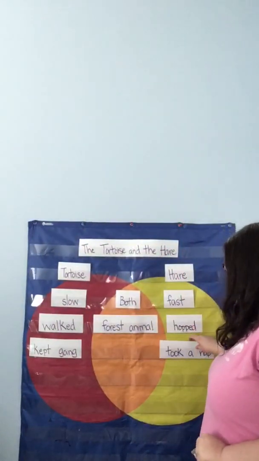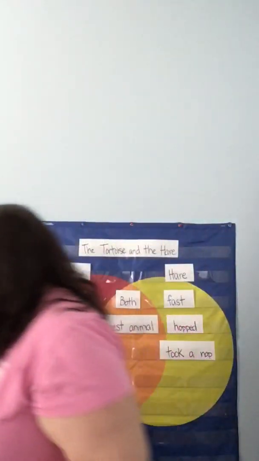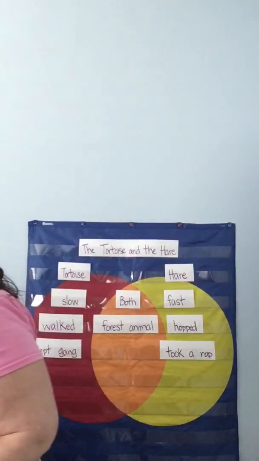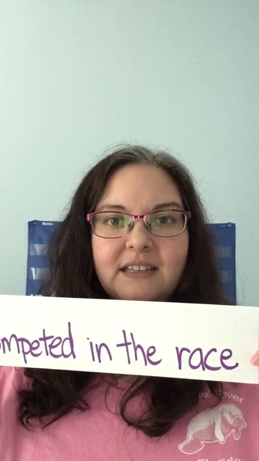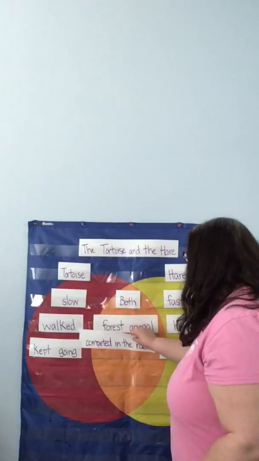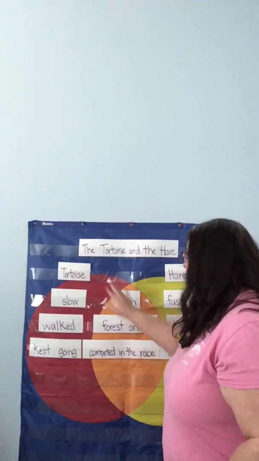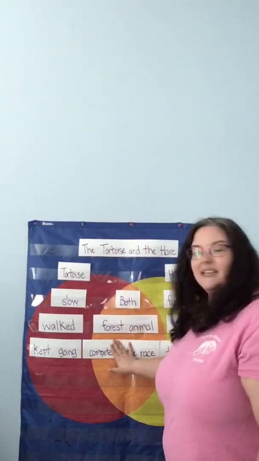This one says, took a nap. Which animal or character took a nap? The hare. Very good. So I'm going to go back to the yellow side for took a nap. Competed in the race. Which characters competed in the race? Both of them did. They were both in the race. So I'm going to put that in the orange one because they were the same, they were both in the race.